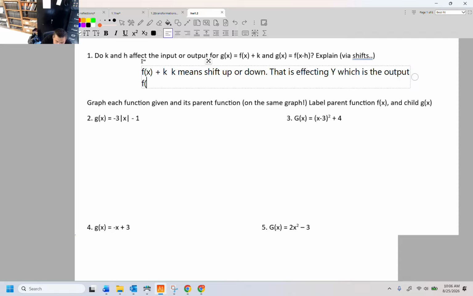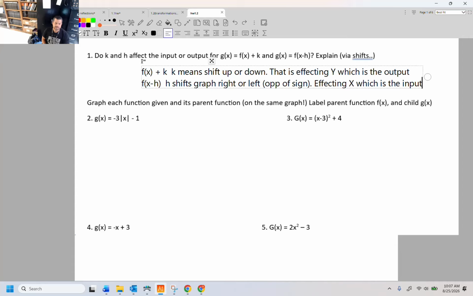Now let's look at f of x minus h. Okay, h shifts the graph right or left. And again, it's opposite of the sign. And that means we're affecting x, which is the input.